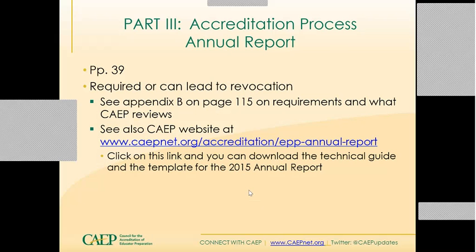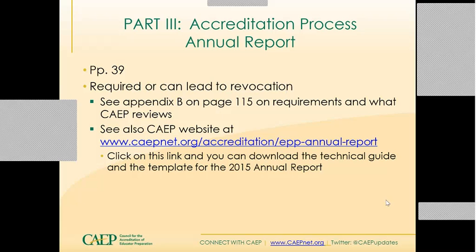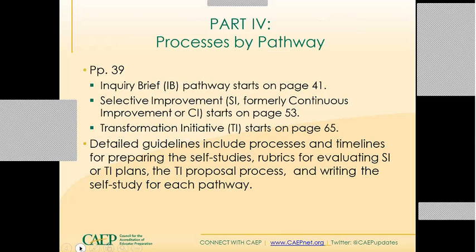You will see an Appendix B on page 115 on those requirements and what CAPE reviews regarding the annual report. You can also go to the CAPE website and click on that link, and you can download the technical guide and the template for the 2015 annual report. So just know that if you don't submit your annual reports, you're going to get some reminders, but it can lead to revocation if you're reminded and reminded again and you still don't submit an annual report. So the Accreditation Handbook points that out.